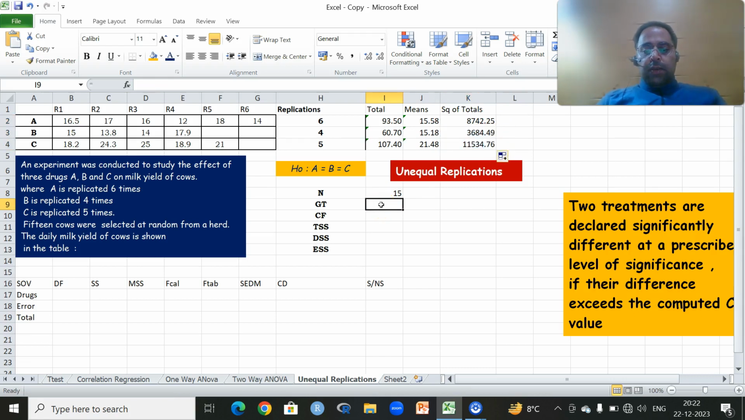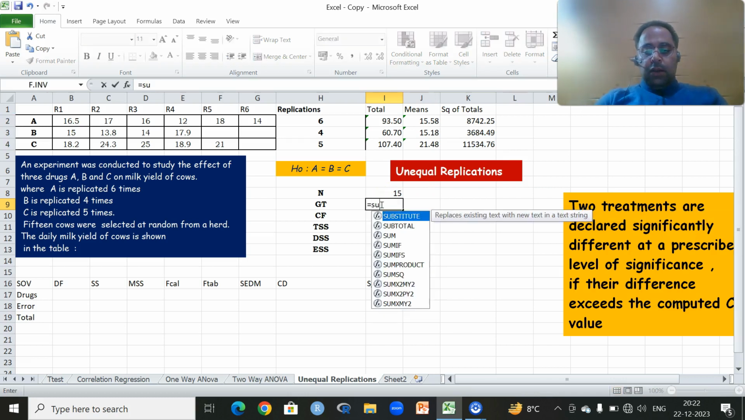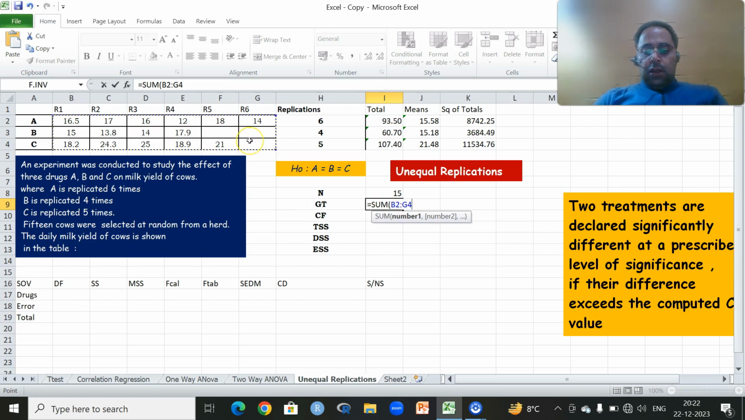Now the first important step is to get the grand total. Simply we will use the sum function and highlight all these. So we have the grand total, and the important step is to get the correction factor. The correction factor is the square of the grand total upon the number of observations. Number of observations here are 15, so we will simply get the square of this whole divided by 15. So we have the correction factor, which is very important because this value is to be deducted from each and every sum of squares which will be taken.